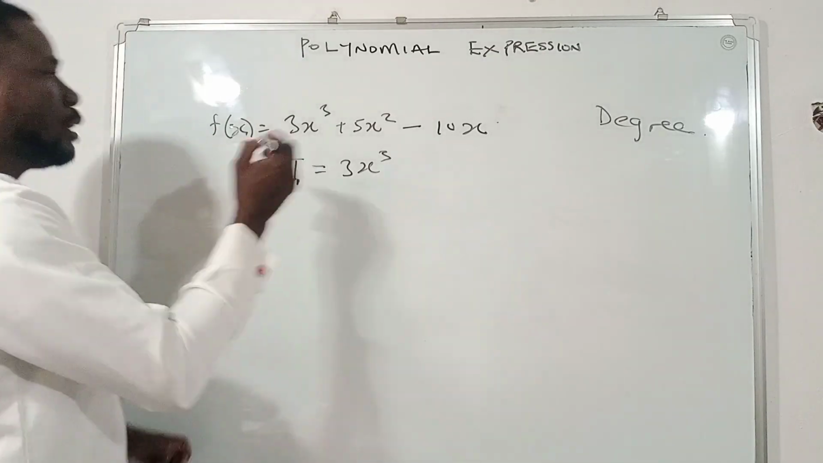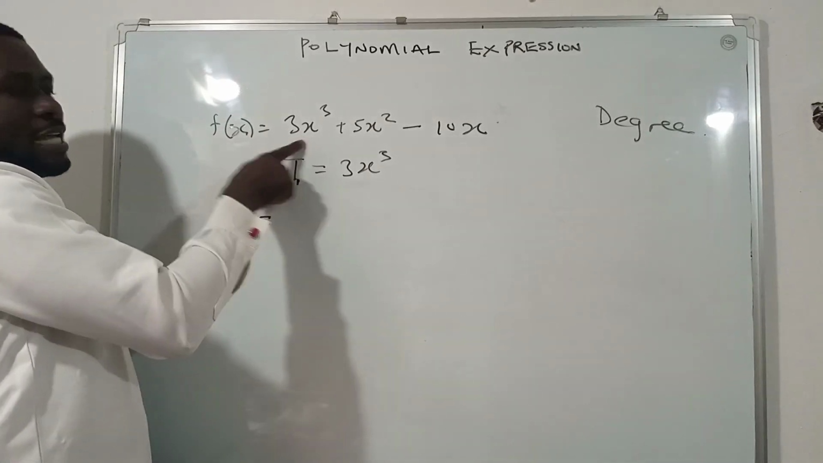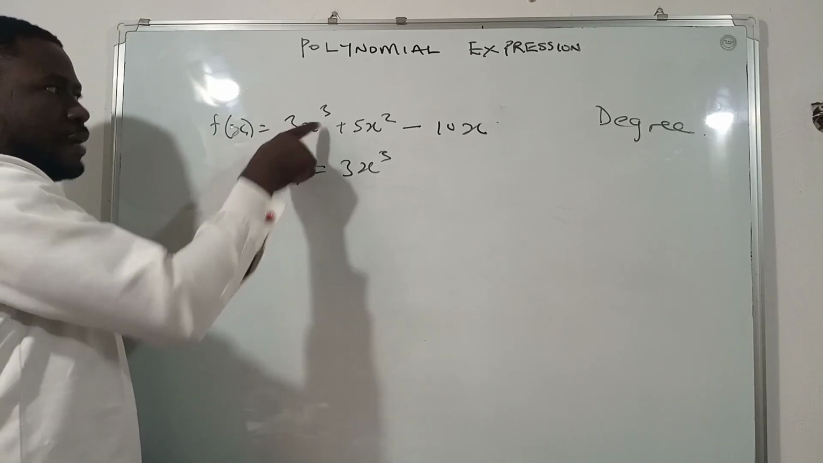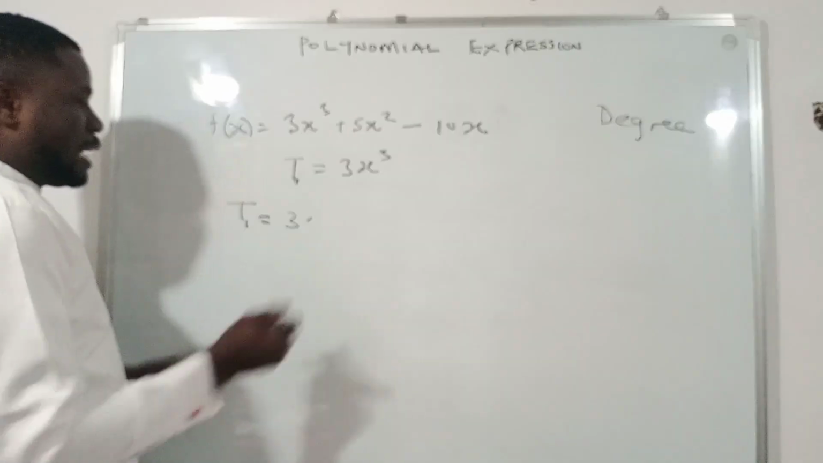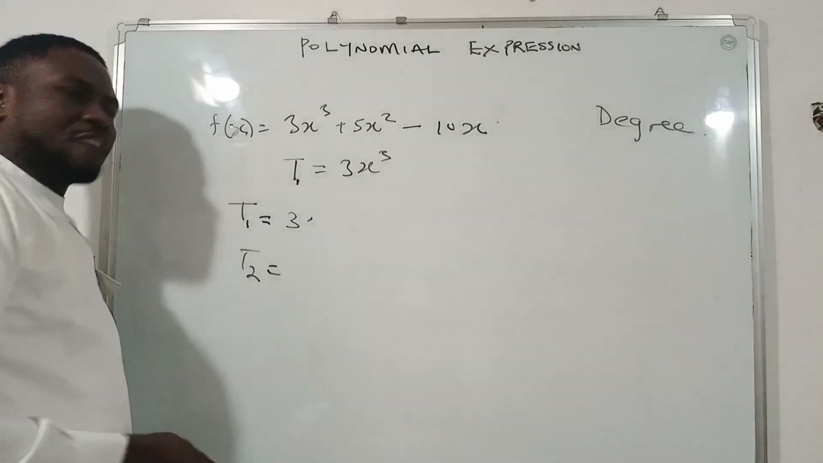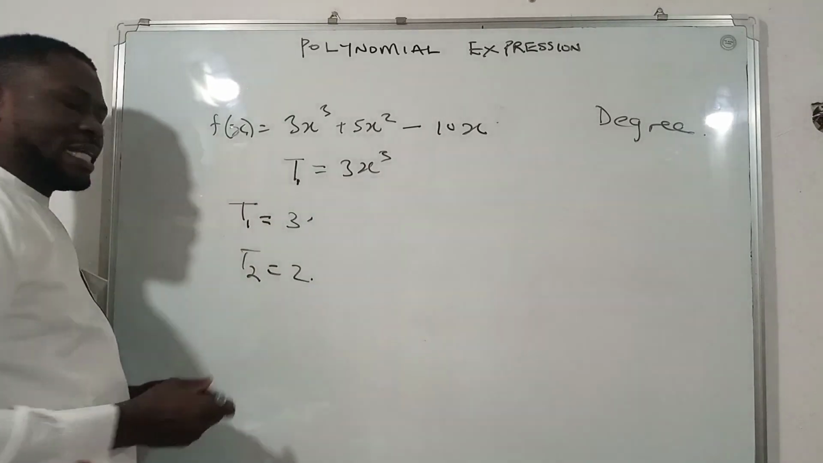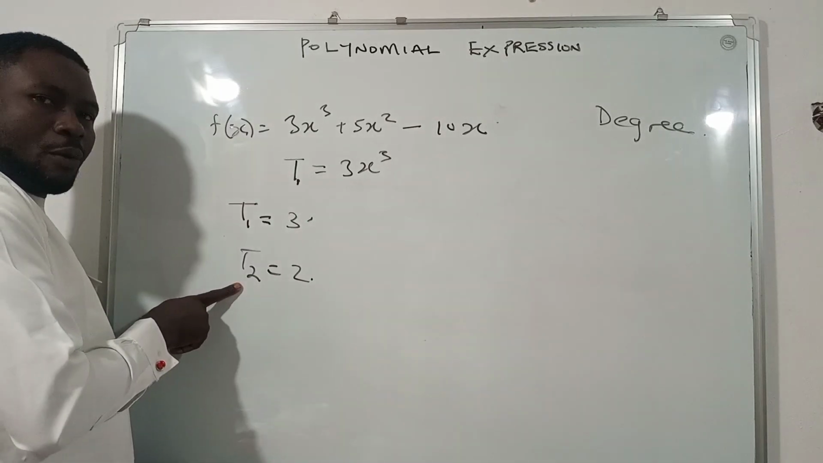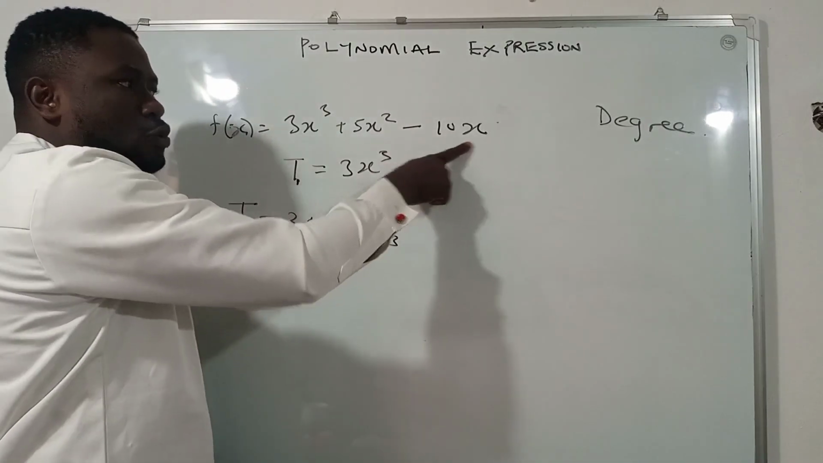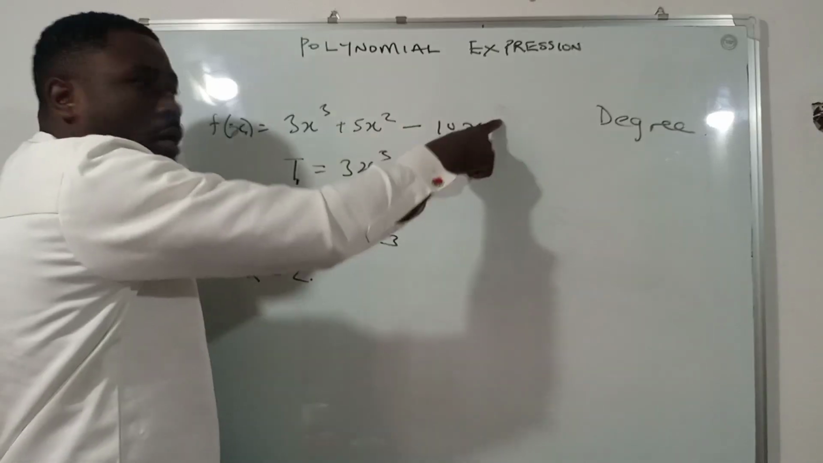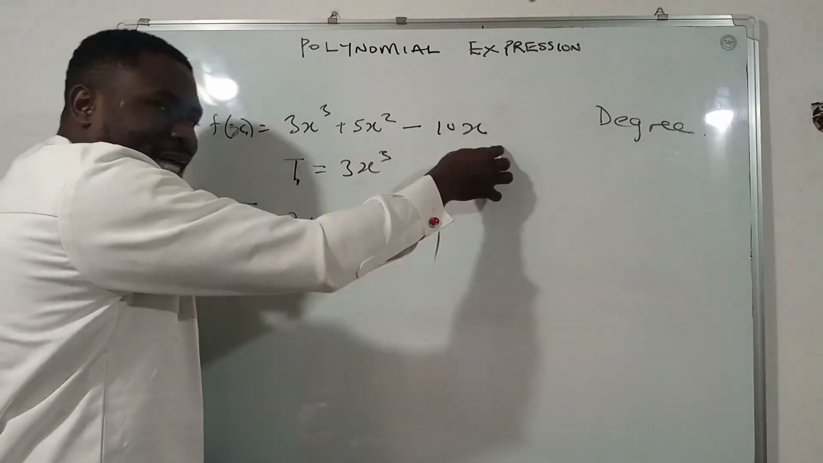Now, if, for instance, I want to get the degree of the first term, remember the first term is this one, and the power of the variable is what? 3. Therefore, the degree is 3. If I'm looking for the degree of the second term, T2, I will ask myself, what is the power of the second term? The power is 2. You can now see that the degree of the second term will be 2. If I'm looking for the degree of the third term, what is the third term? Minus 10x raised to power 1. Now, what is the power of this x? It's 1. Therefore, the degree of T3, the third term, is 1.